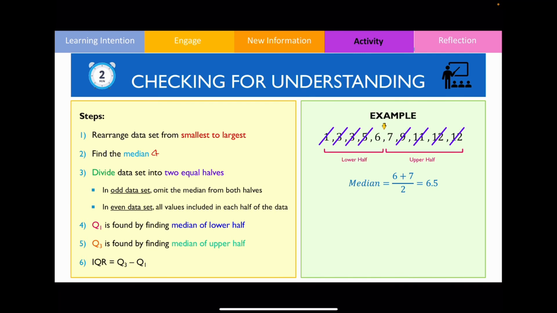Once we have found the median, this divides our dataset into two halves, and now I can find the first quartile. To do this, I'm going to find the median of the lower half. So in this case, that's going to equal 3.